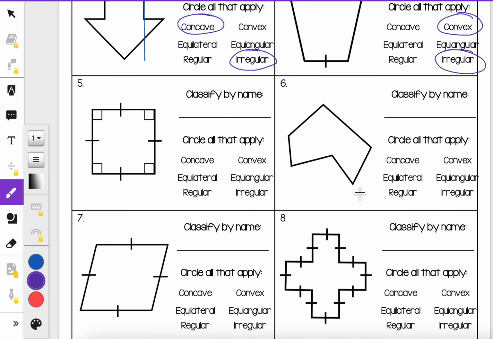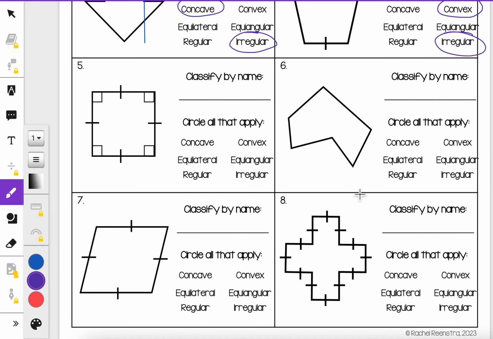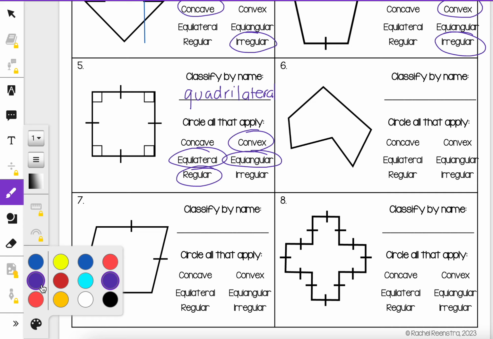Okay. Now, number 5, we have 4 sides, so this is a quadrilateral. This is going to be convex. None of those sides intersect inside this square. It's equilateral because all of my sides are congruent, and all of my angles are congruent. So we have an equilateral and an equiangular polygon, which means it's also regular.